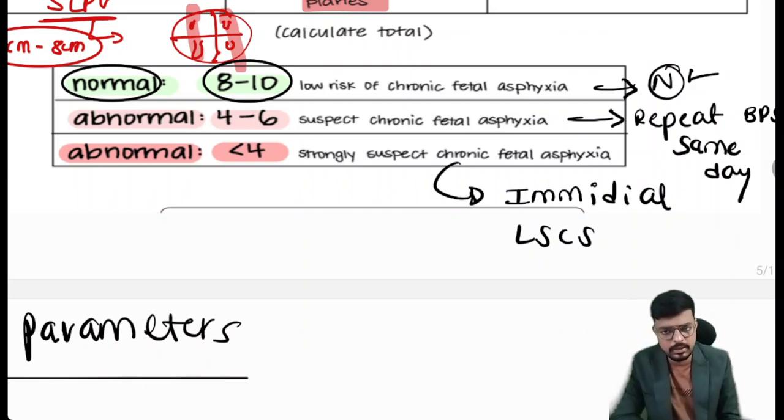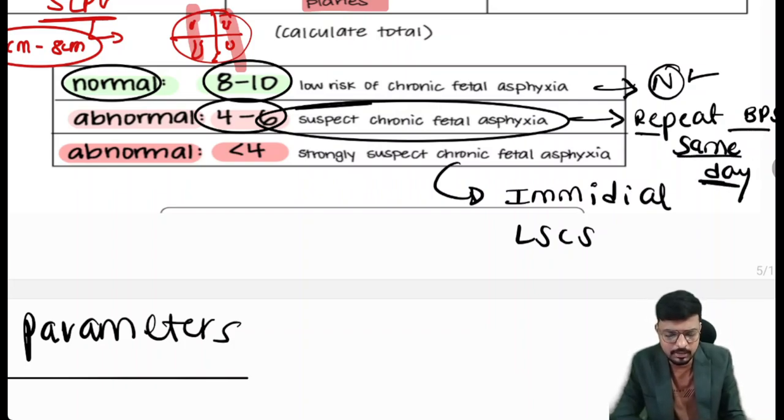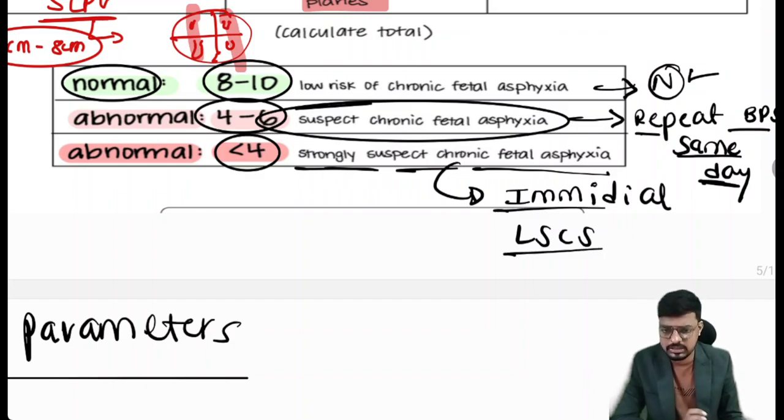If this biophysical score is between 4 to 6, there will be a suspicion of fetal hypoxia. When we suspect that, we have to repeat the biophysical score the same day and reassess the total score. If it is coming less than 4, that clearly indicates we have to strongly suspect chronic fetal hypoxia, so immediately we have to take the patient for LSCS. That is a very important thing we have seen here.